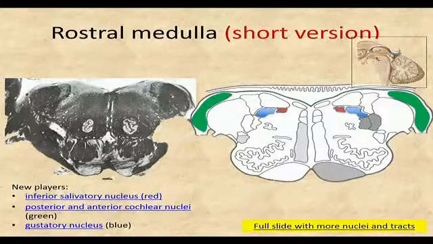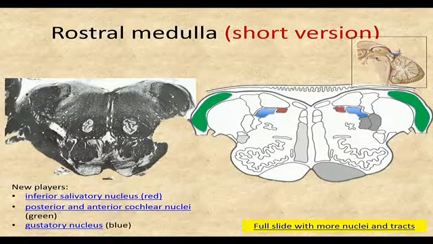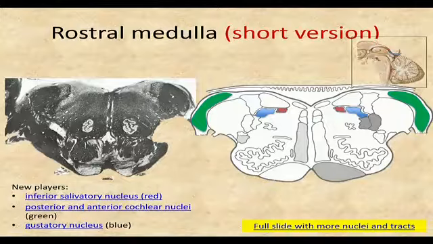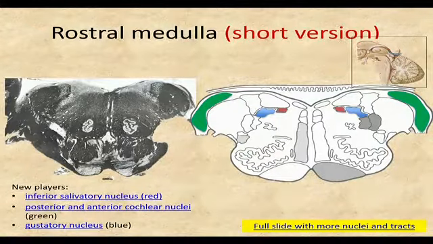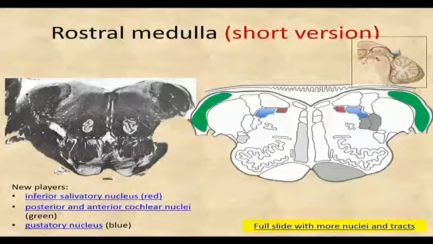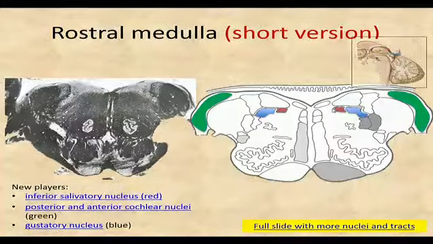When you go up to the rostral medulla, it's rostral, so the highest up, we have some new players here that are also important. The inferior salivatory nucleus, that is depicted here in red. Would you think that this nucleus here is going to be motor or sensory? How many people say motor? Ah, good, that's the right answer.